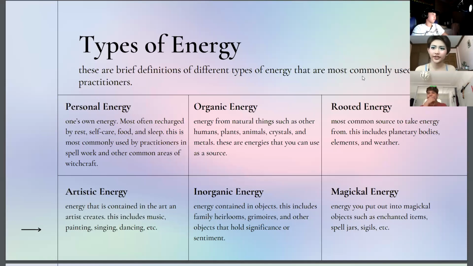Next is organic energy. So this is energy from natural things like humans, plants, crystals, animals, and this also includes metals. You can use these as a source. So for example, a really quick example is when you charge a crystal using selenite. When you place your crystal on top of the selenite, the energy from the selenite, which is like an endless supply of energy to charge your crystals, will go to the crystal that you want to charge. And your crystal now has energy.